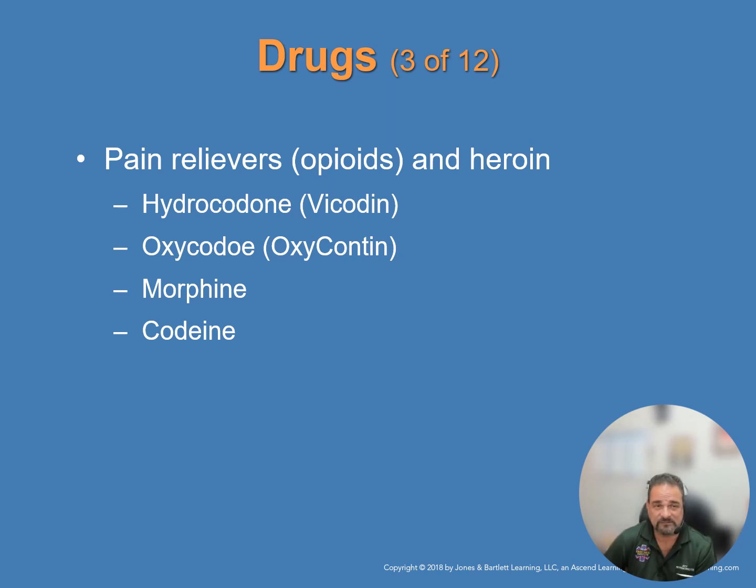Pain relievers, such as what we call opioids. They're a narcotic, and heroin. One of the first ones on the list that is widely prescribed and sometimes abused is hydrocodone, or Vicodin. The next one would be oxycodone, or OxyContin, then morphine, and then codeine.